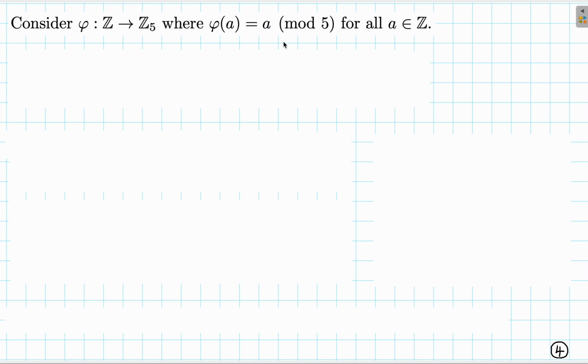In the classwork, we studied the reduction map phi from Z to Z5, where phi of a equals a mod 5. So for example, phi of 17 would be 2, because 17 mod 5 is 2. And we saw that phi is a ring homomorphism because it preserves both addition and multiplication.